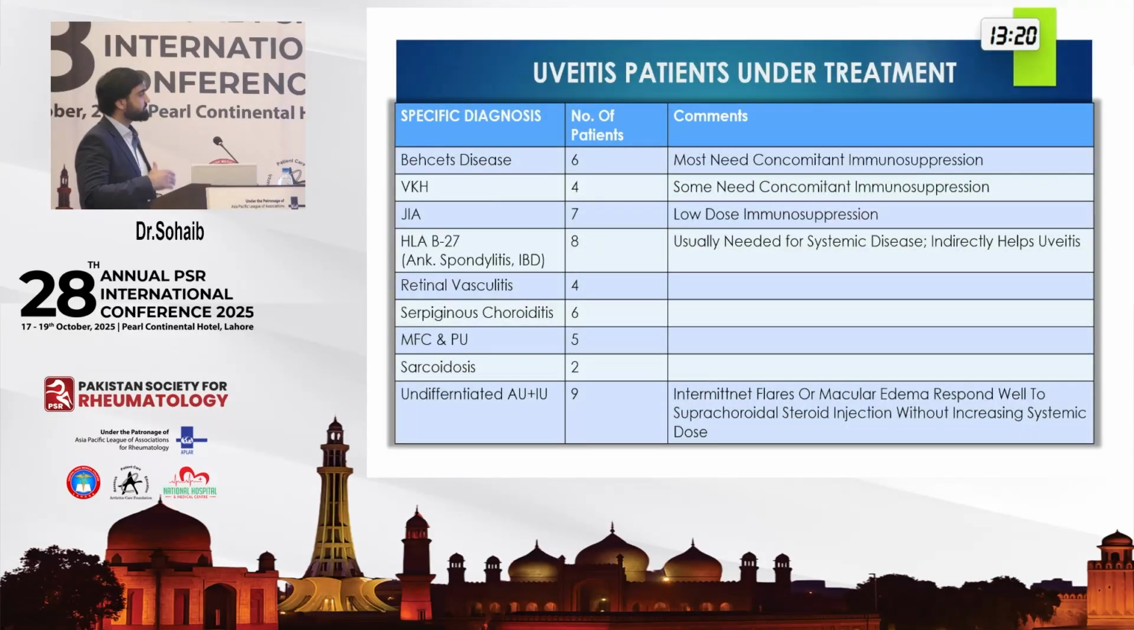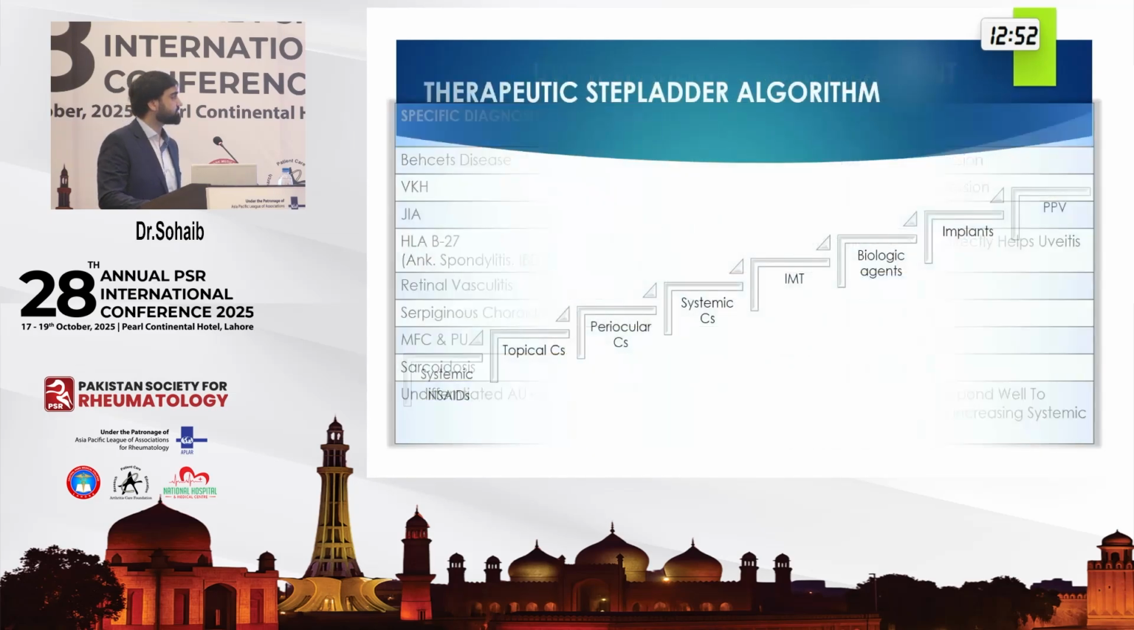So the patients that I have been treating with the rheumatologists in our community are patients with Behçet's disease, VKH, GIA, B27 related, vasculitis. This is isolated retinal vasculitis. The patient does not have systemic vasculitis, choroiditis, macular serpiginous and serpiginous both, multifocal choroiditis, sarcoidosis, and a lot of undifferentiated anterior and intermediate uveitis patients.